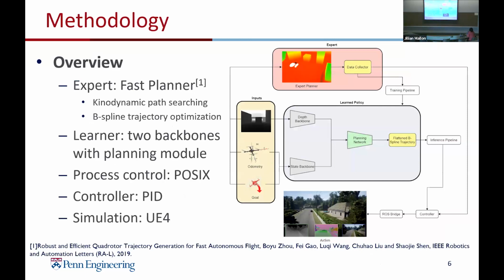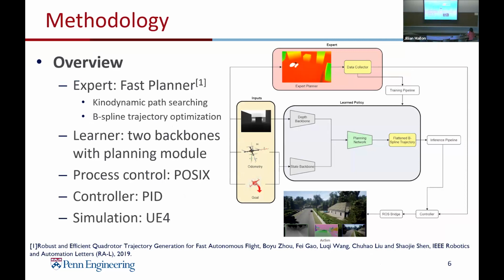So, moving on to methodology. First, I'll give an overview of the proposed imitation learning pipeline. For the expert in this project, for demonstration purposes, we use the Fast Planner, which uses kinodynamic path searching at the front end and B-spline trajectory optimization at the back end. It is a local planner.